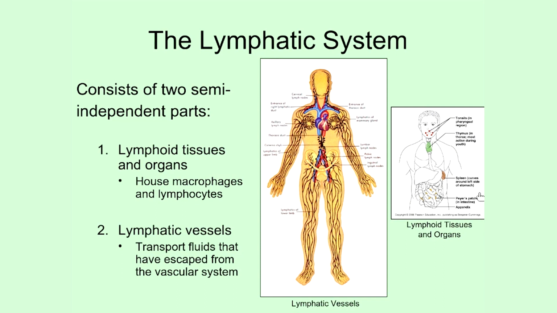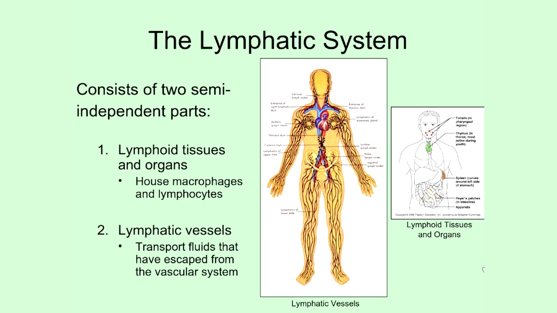The other semi-independent part of the lymphatic system are what are known as lymphatic vessels. So if you look at this cartoon representation, we've got somebody standing in anatomical position, and you'll notice we've got these black lines that are running all throughout this person's body. If you didn't know, they would almost look like blood vessels, and they do in fact have a structure that's very, very similar to veins.